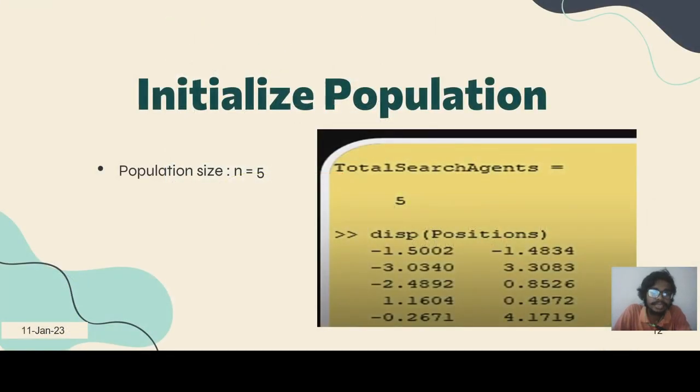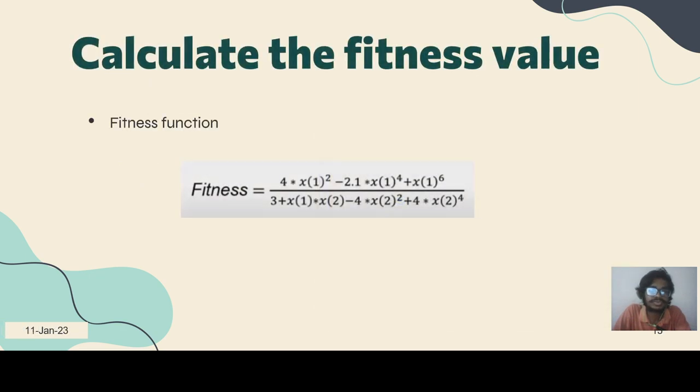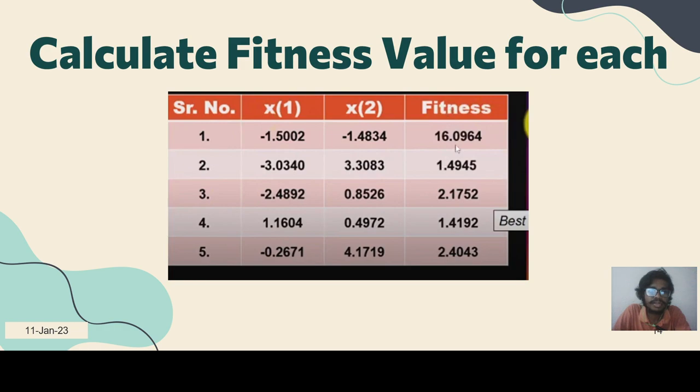Here is an example of our whale optimization algorithm. Let's set the population size n equal to 5. Here there are the 5 values, and then we need to calculate the fitness value of the generated population using this fitness function. After calculating the fitness values, we get for serial number 1 a value of 16, the second is 1.49, the third is 2.17, the fourth is 1.41, and the fifth is 2.40. Comparing them, we can say that the fourth row, 1.4192, is the best one because it has the smallest value among them.